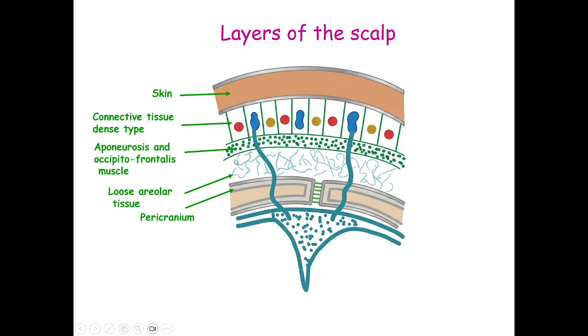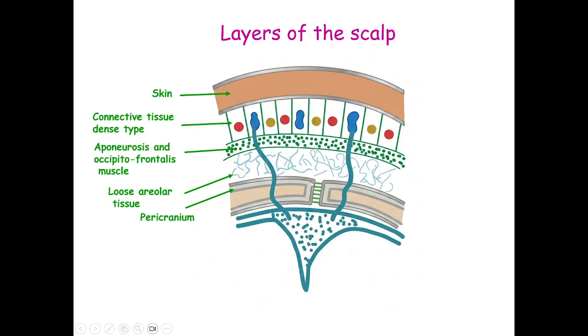Deep to that there is fourth layer. L stands for loose areolar tissue. Deep to that there will be our skull bone. So the periosteum covering the skull bone from outside, that is called as pericranium. P for pericranium. This is the fifth layer of the scalp.